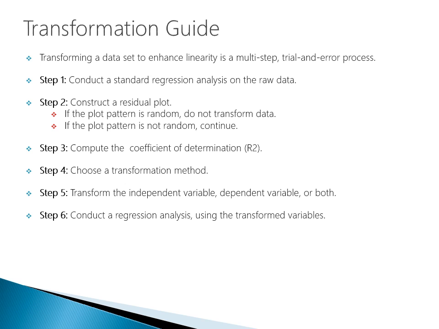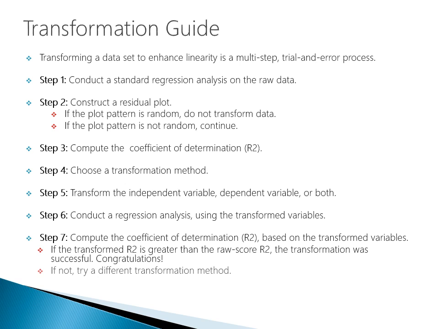Then we conduct a regression analysis using these transformed variables. Afterwards, we compute the coefficient of determination based on the transformed variables. If the transformed r squared is greater than the raw score r squared, then the transformation was successful. Congratulations. If not, we're going to go back and repeat the process and try a different transformation method. While this isn't a foolproof approach, this is one approach you can adopt when working with the transformations.